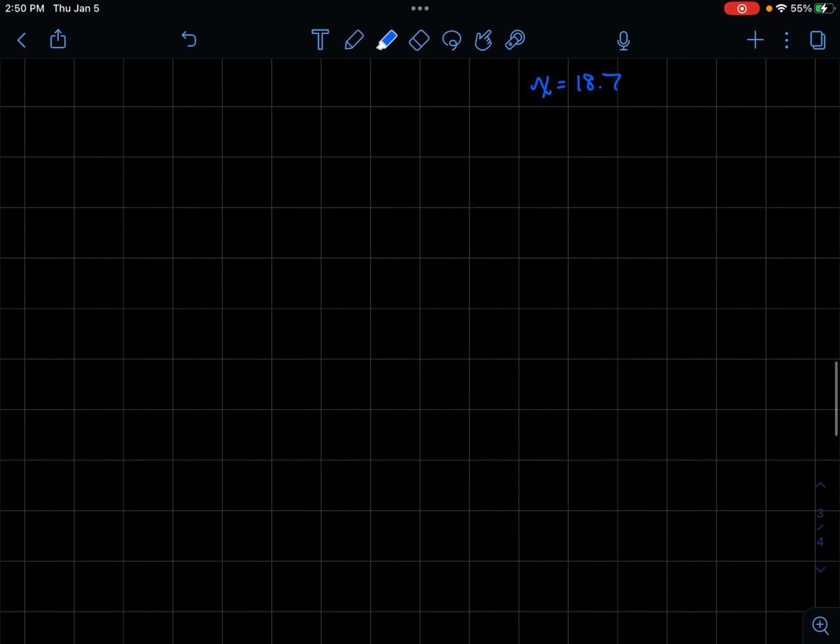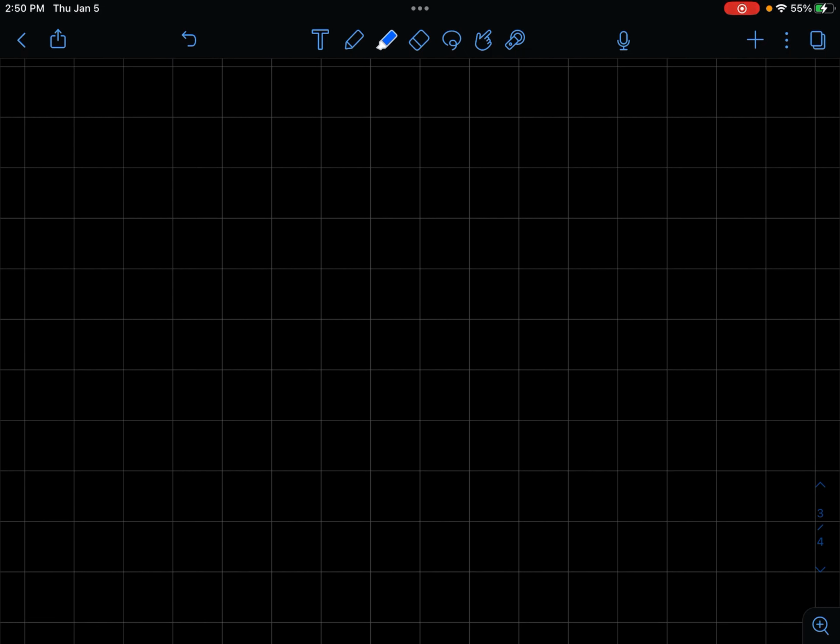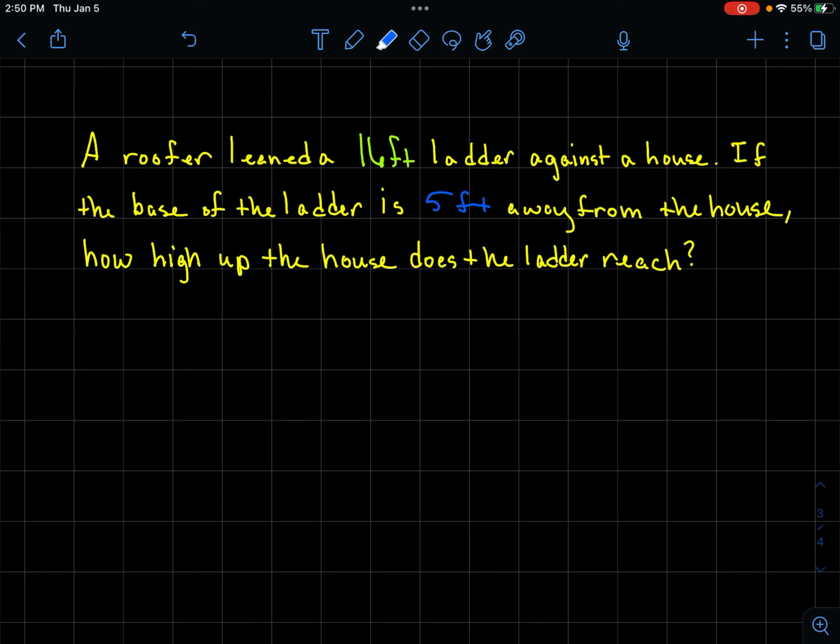And of course, the last thing we would love to be able to do with the Pythagorean theorem is apply this to some real-world applications. So let's look at this example. A roofer leaned a 16-foot ladder up against the house. If the base of the ladder happens to be 5 feet away from the house, how high up on the house does this ladder reach?